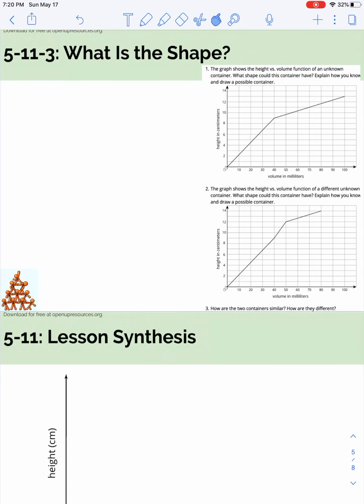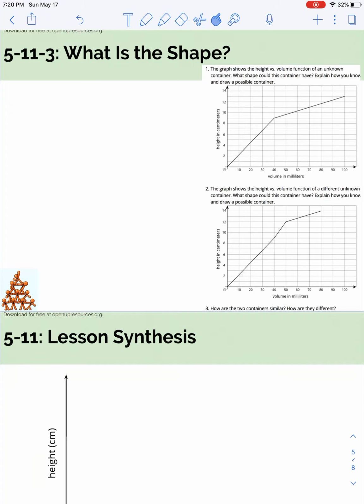Okay, activity 3. So this is kind of hard to see. Hopefully you can read it better in your book. But the first problem says the graph shows the height versus volume function of an unknown container. What shape would this container have? Explain how you know and draw a possible container.